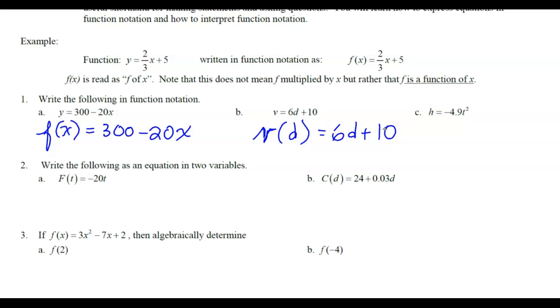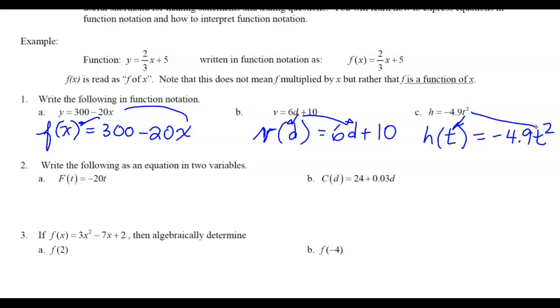So really the only ones that we're changing are if it's y equals. Change it to f of x or g of x. All the other ones are representing applications. I change h to h of t. It's whatever that variable on the right side is, so that always stays the same. x stays as x, d stays as d, t stays as t.